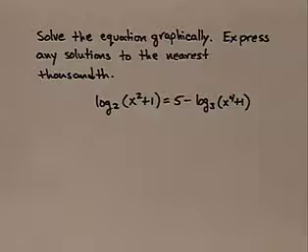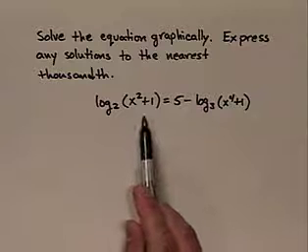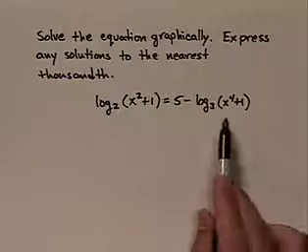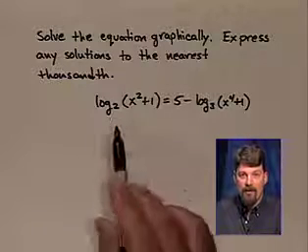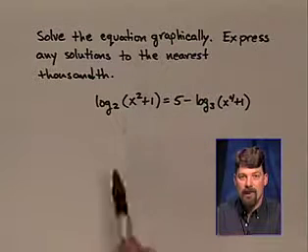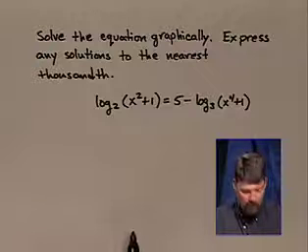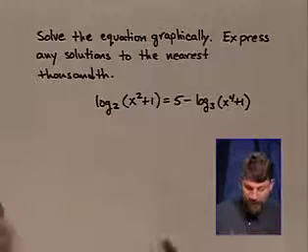Well, let's take a look at another example where we can solve an equation graphically using the change of base formula. Here we're asked to solve the equation graphically, expressing any solutions to the nearest thousandth. Now, in this case, we have the log base 2 of x squared plus 1 equals 5 minus the log base 3 of x to the fourth plus 1. Now, I can't graph either side of this equation as it stands because these bases aren't built into my calculator. But what I can do is convert each side to either the common logarithm or the natural logarithm using the change of base formula. So let's do that right now.